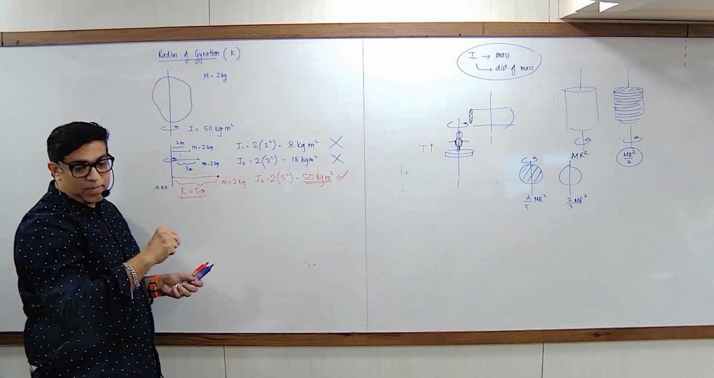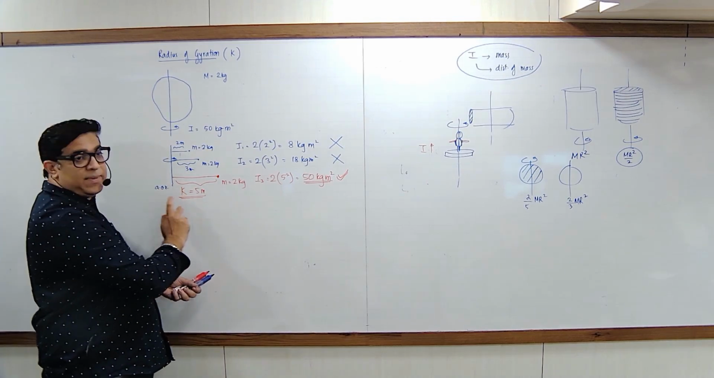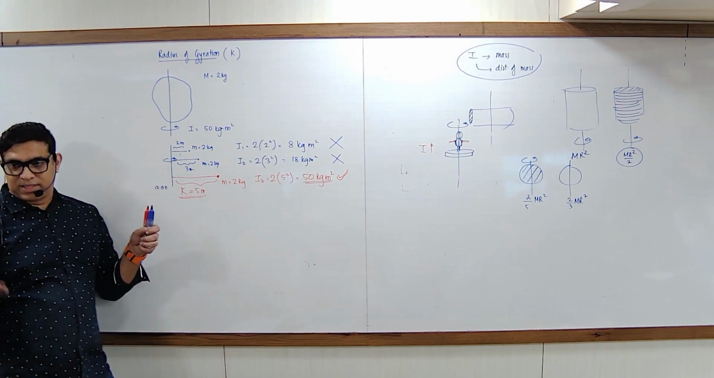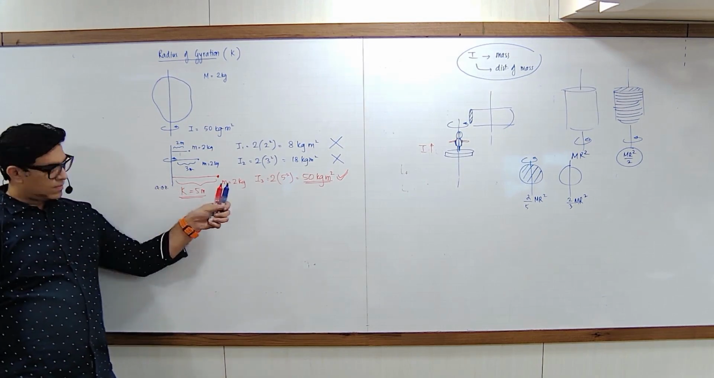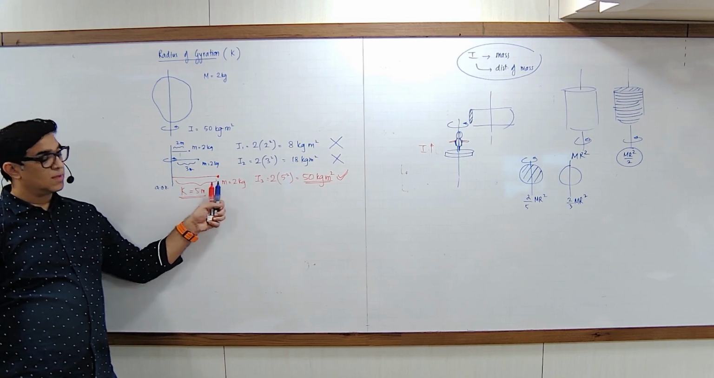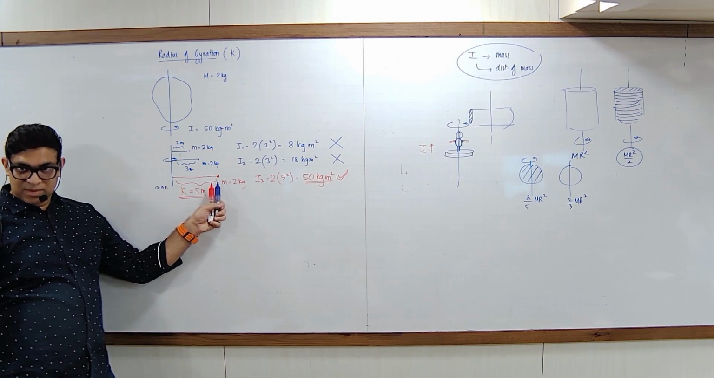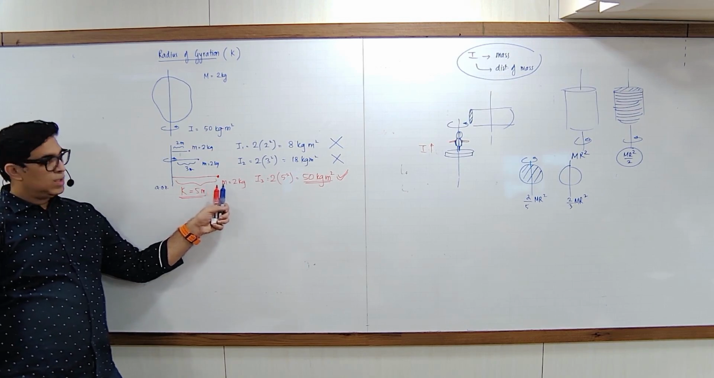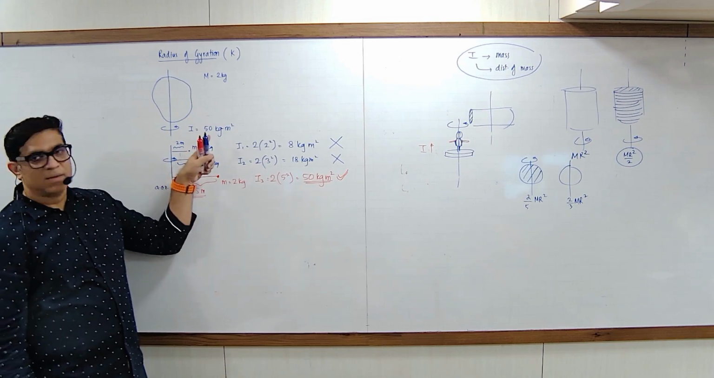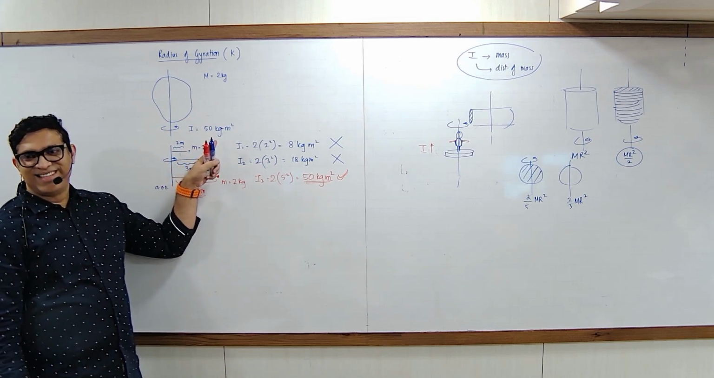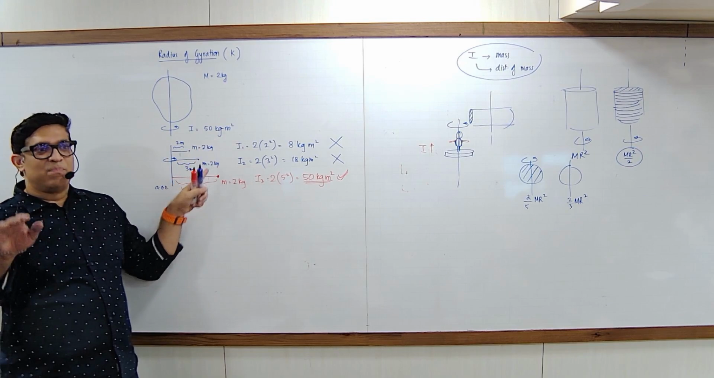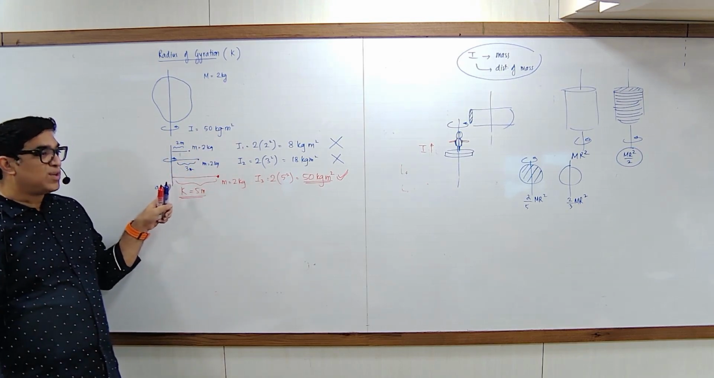Assuming it to be concentrated. Can anybody think and tell me what is radius of gyration? Stand up and say. The distance from the axis of rotation to a point where the mass is assumed to be concentrated, so that the moment of inertia is equal to the original. Very good. Perfectly said.